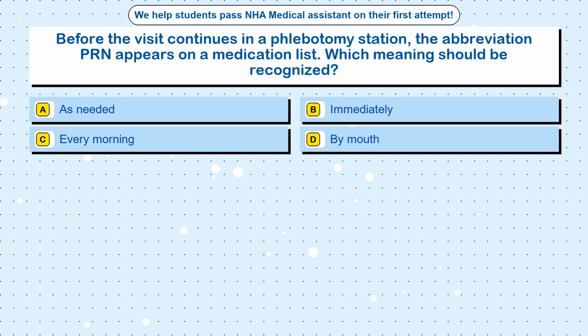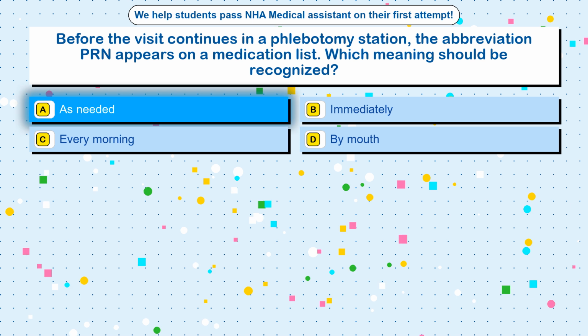Question 92. Before the visit continues in a phlebotomy station, the abbreviation PRN appears on a medication list. Which meaning should be recognized? Option A, as needed. Option B, immediately. Option C, every morning. Option D, by mouth. The correct answer is option A, as needed.